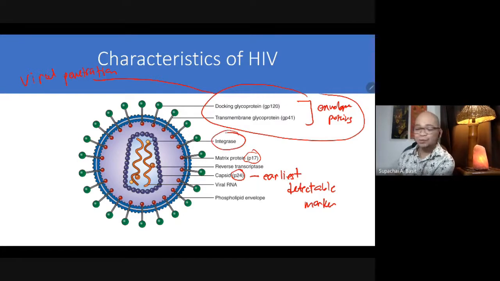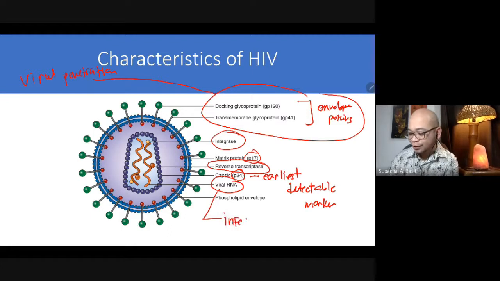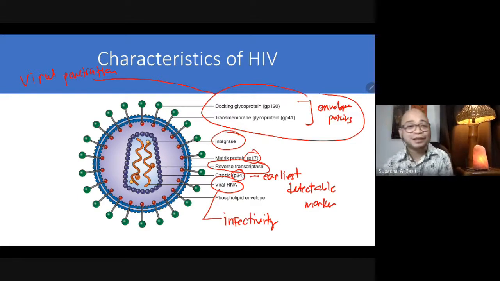Okay, two important enzymes are written here. The integrase, which will, by the way, integrate the viral nucleic acid into the host chromosomal DNA. So that's the function of the integrase. And of course, the reverse transcriptase, which will transcribe the viral RNA into the DNA. And of course, the viral RNA, which is the most important factor for the infectivity of the virus. Okay, so these are some of the most important markers for the HIV.